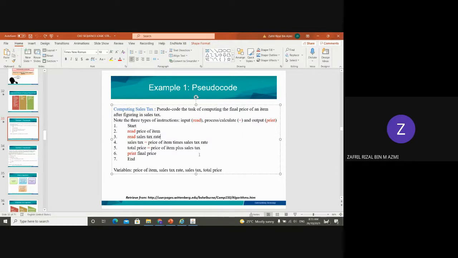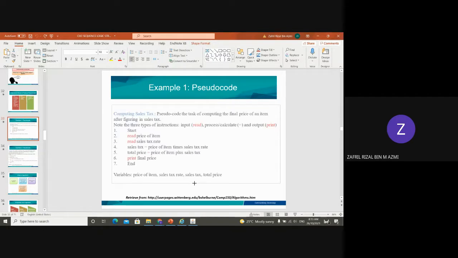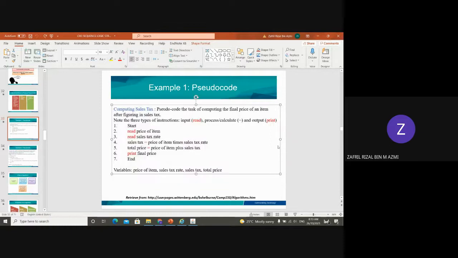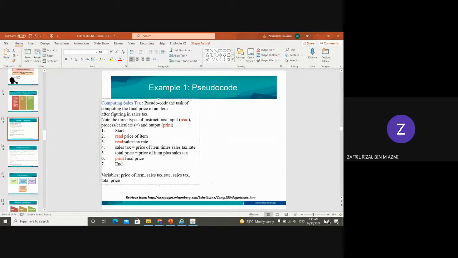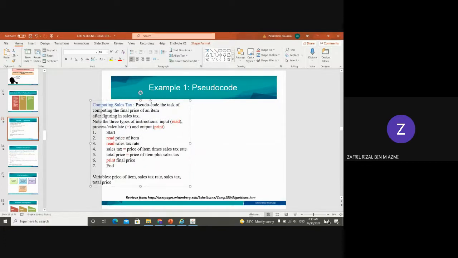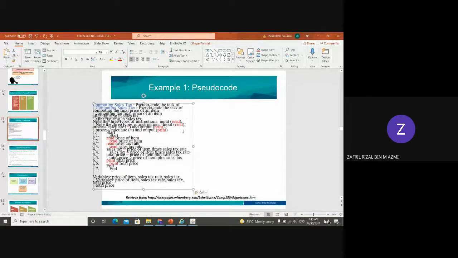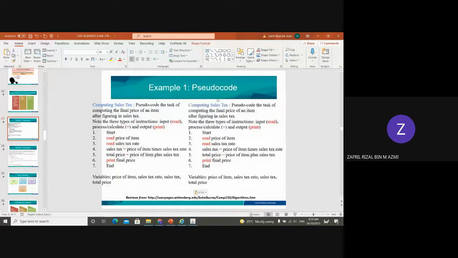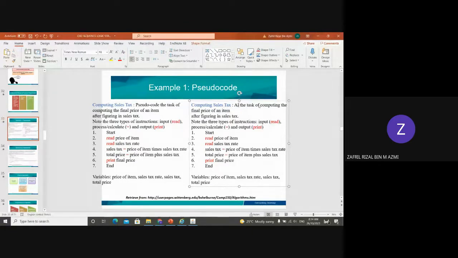So what is the difference between pseudocode and algorithm? Algorithm is the same thing, the way you're representing your program design. I put it as algorithm over here. Same thing. You copy and paste from the IPO.